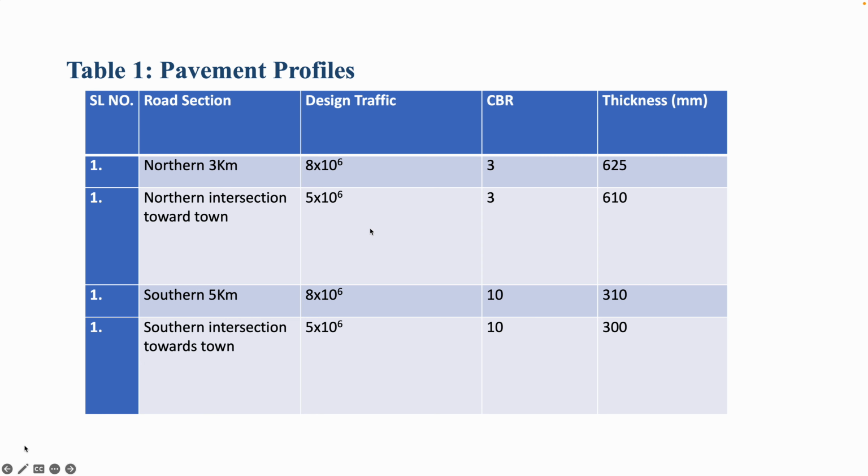You can see towards the intersection there's a lower traffic, so we have to design based on the worst case scenario. So we'll be choosing 625 and also 310 for the whole design.